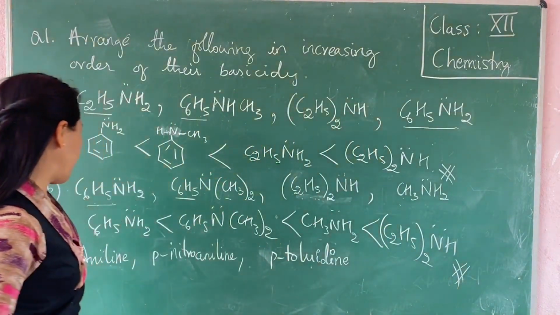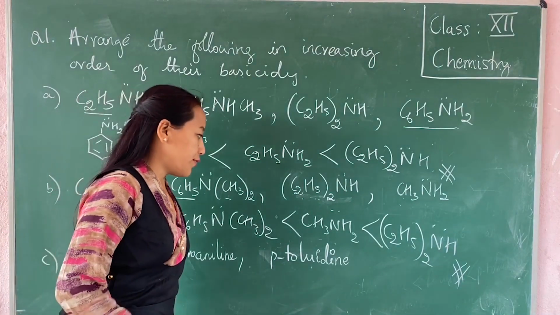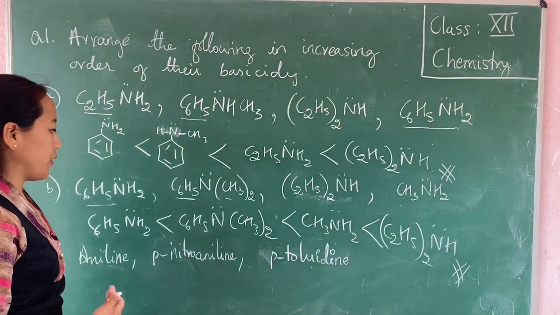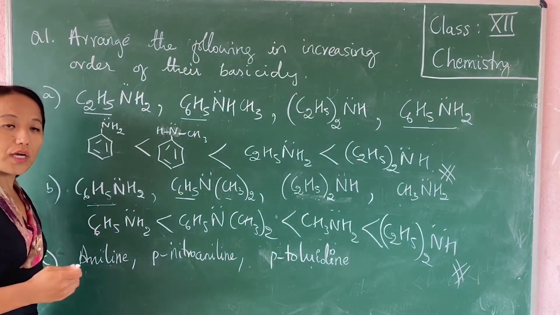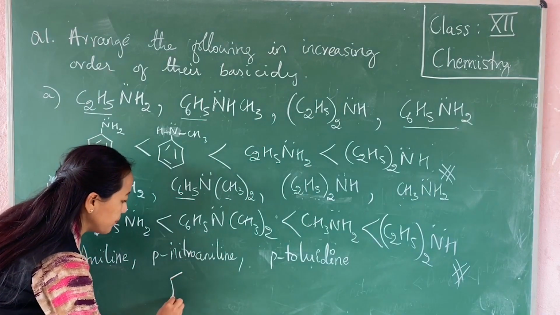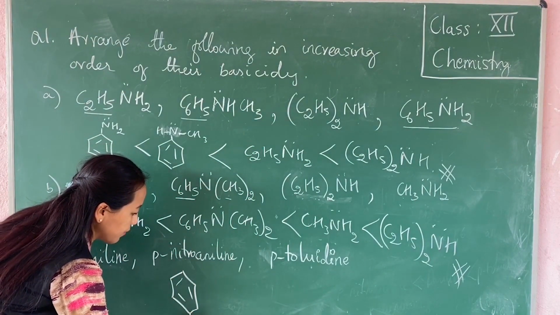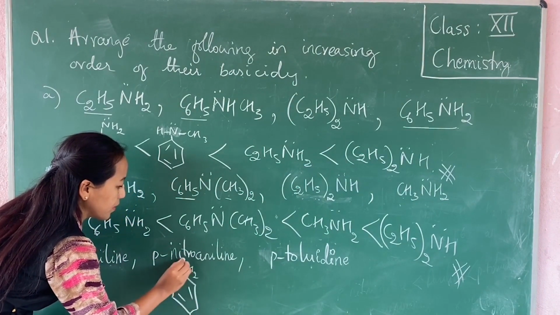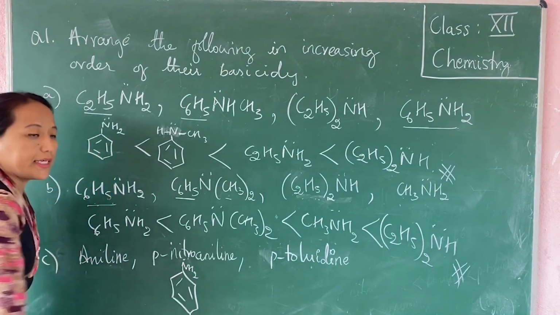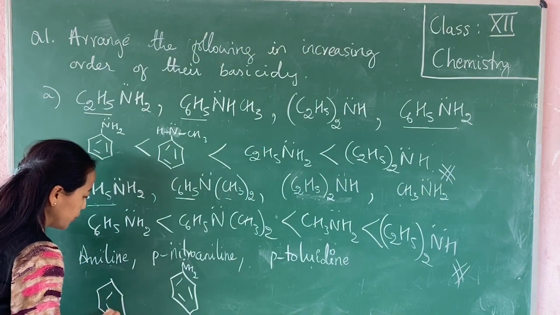Now in the third one, aniline, para-nitroaniline and para-toluidine. First you need to write down the structure for this. Now para-nitro indicates you have a nitro on the fourth carbon atom. So this is my fourth carbon atom, I have a nitro group, and the first carbon will have the NH2, para-nitroaniline, and this one is benzene with NH2.